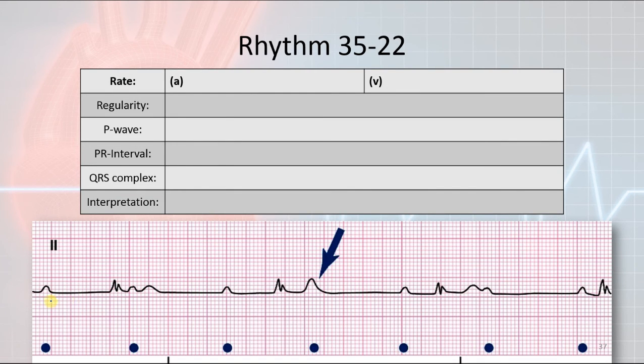In a third degree heart block right here, we have our atrial rate. They've been nice enough to show us where the atria are depolarizing based on these little blue dots here. So let's count these. 1, 2, 3, 4, 5, 6, 7. So we'll say the atrial rate is 70 beats per minute. The ventricular rate, 1, 2, 3, 4. So we'll say the ventricular rate is 40 beats per minute.